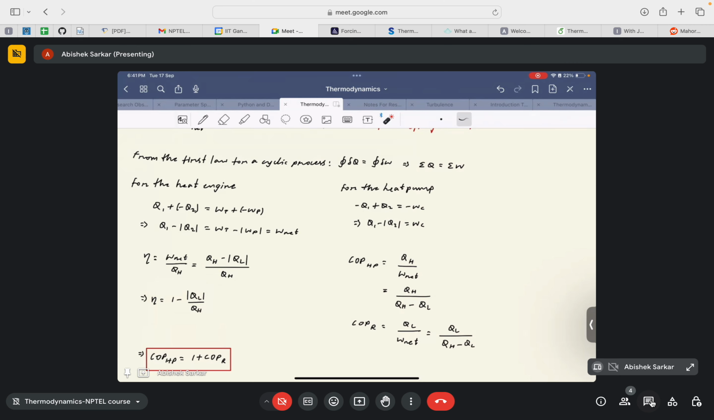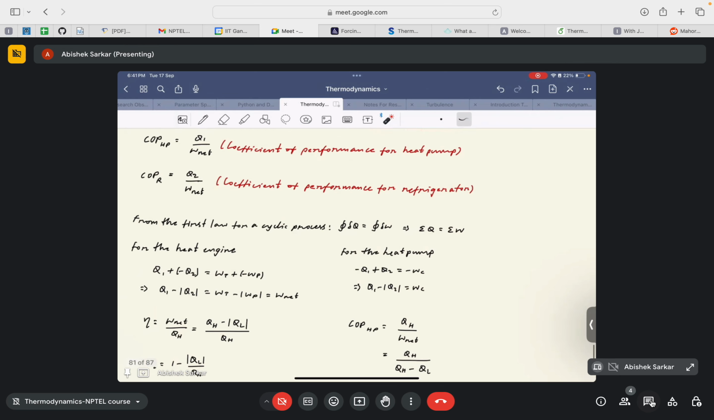Similarly, in the case of a heat pump or refrigerator, you will have minus Q1 plus Q2 is equal to minus WC. Why? Let us go back to the diagram again.